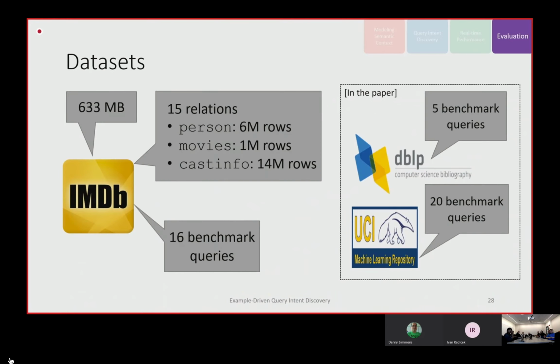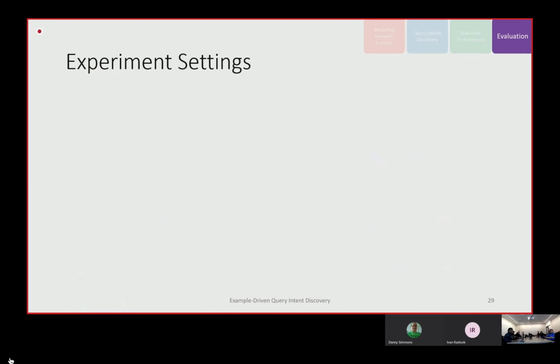So here are the data sets we worked on, and in this talk, I will be presenting the results from the IMDb dataset, which has a complex schema of 15 relations, and we designed 16 benchmark queries. I will talk about the benchmark queries in a moment. And these benchmark queries had up to 8 joins and 7 selections and a varying result size up to 2,000 tuples. So here is the experimental settings.